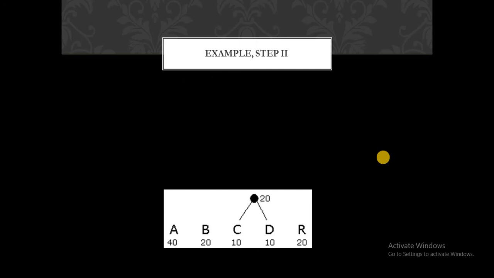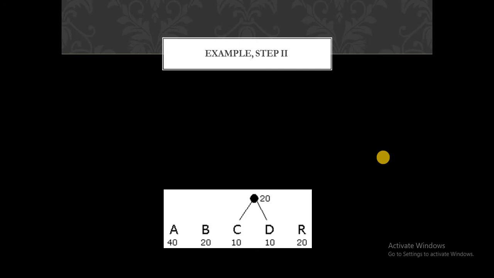Now the frequency of A is 40, the frequency of B is 20, and the frequency of C plus D, this will be considered as C plus D. 20 is the value of what? How did the value 20 come? After adding C and D. So now we call it C plus D. So the frequency of A is 40, the frequency of B is 20, the frequency of C plus D is 20, and the frequency of R is 20.